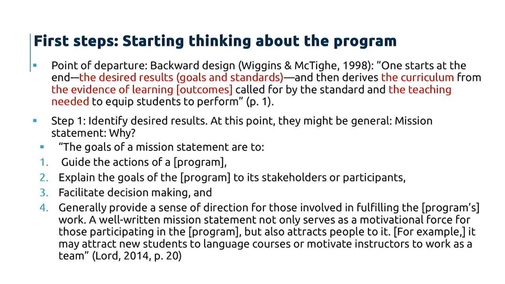Once you have gathered all your evidence, then you have to start thinking about what kind of program you want, based on who your heritage language learners are and what you want to achieve with them. What I do is to use backward design. So with backward design, you start at the end. You start thinking about the desired results. What are your goals and your standards? And then you derive the curriculum from the evidence, the outcomes that you want to achieve, okay?